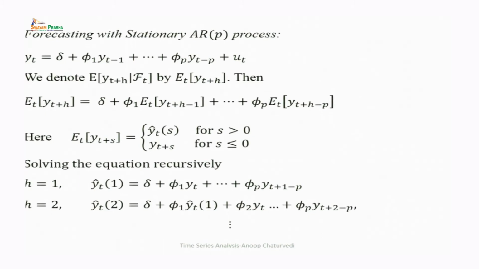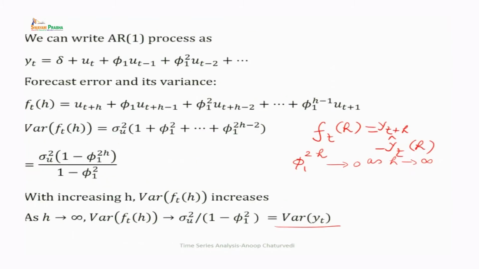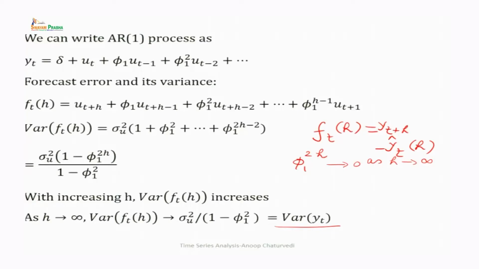Now, we consider the forecasting for a stationary AR(p) process. One more thing you notice here is that for obtaining the forecast value, we have used the autoregressive representation of the process, whereas for obtaining the forecast error and its variance, we have used the moving average representation of the process.